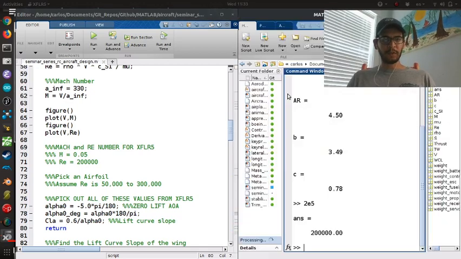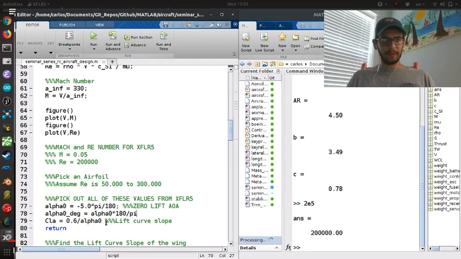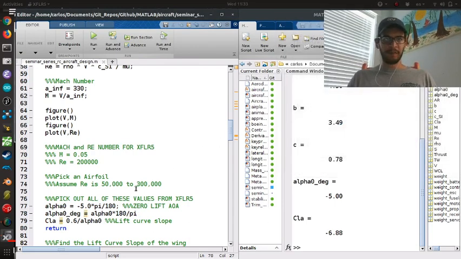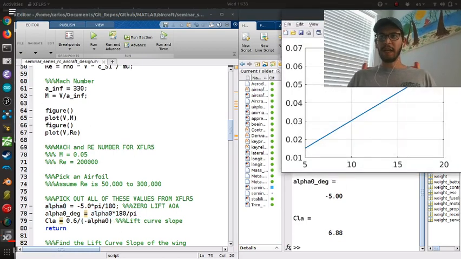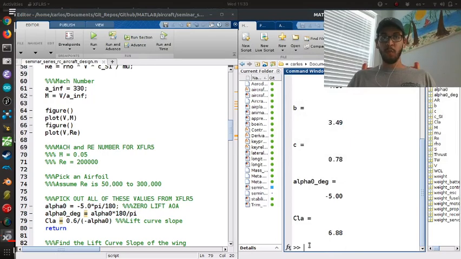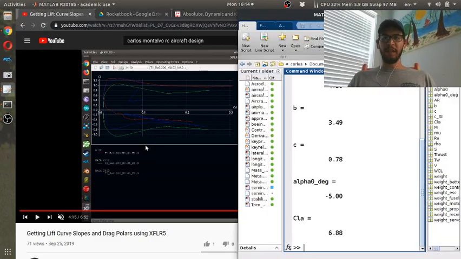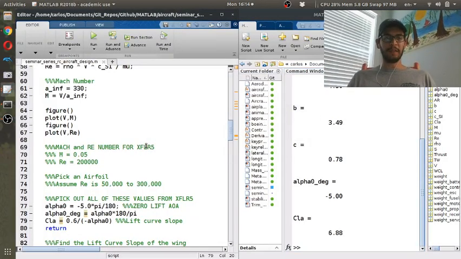And I'm going to do a return because I want to make sure that number makes sense. See, that doesn't make sense at all because it should be a positive number. The reason it's negative is obviously because alpha 0 is negative. So I just need to throw a negative sign on this guy here. And then I get 6.88, which is pretty high for a wing, but for an airfoil, it's actually pretty standard to be that high.